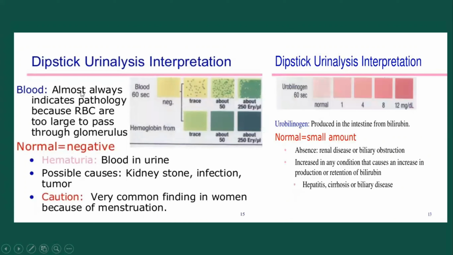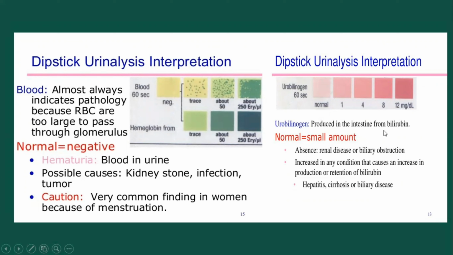Dipstick urine interpretation: blood almost always indicates pathology because RBCs are too large to pass through the glomerulus. Normally it is negative. Hematuria is blood in the urine. Possible causes are kidney stone, infection, tumor. Caution: it is a very common finding in women because of menstruation.